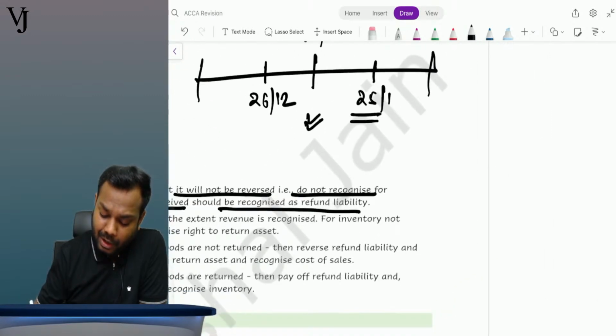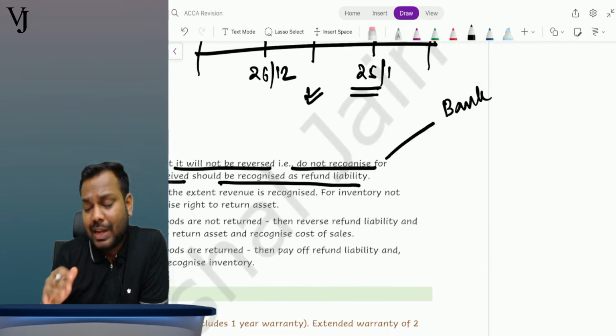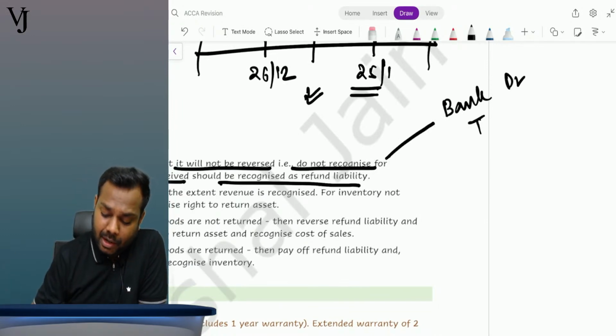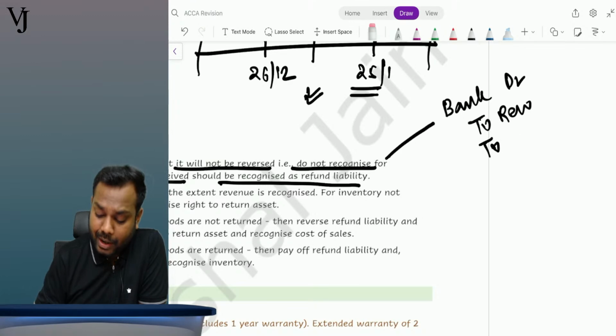What is the journal entry? When Amazon sells goods, it receives the amount, so bank account debit, to revenue. To the extent I am reversing the revenue, I will record a refund liability.